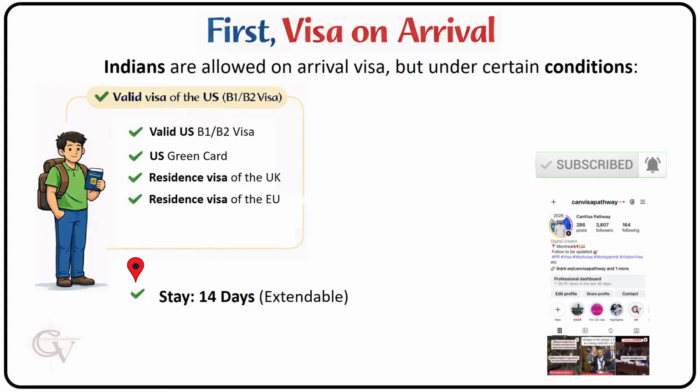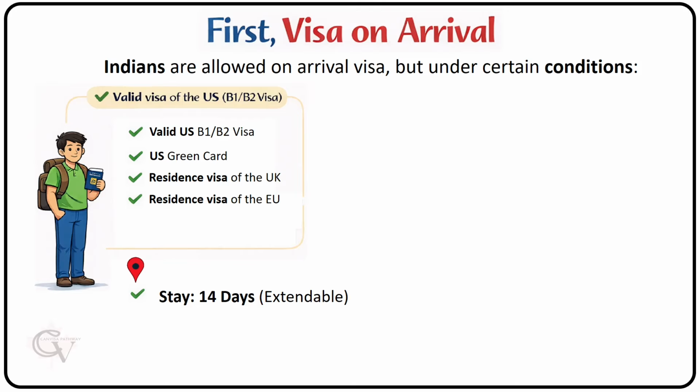In my case, since I already had a valid US visa, I was eligible for the visa on arrival in Dubai. Just make sure your US visa has at least 6 months of validity left from the date you arrive in Dubai. That's a must. Once that condition is met, you can easily get your visa at the airport itself. Now the next question, how much did the on-arrival visa cost? It cost me 253 dirhams, which is roughly 6,100 rupees in Indian currency.